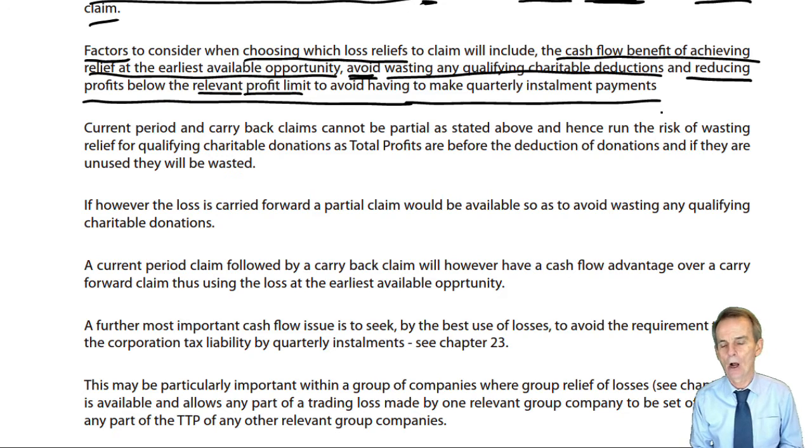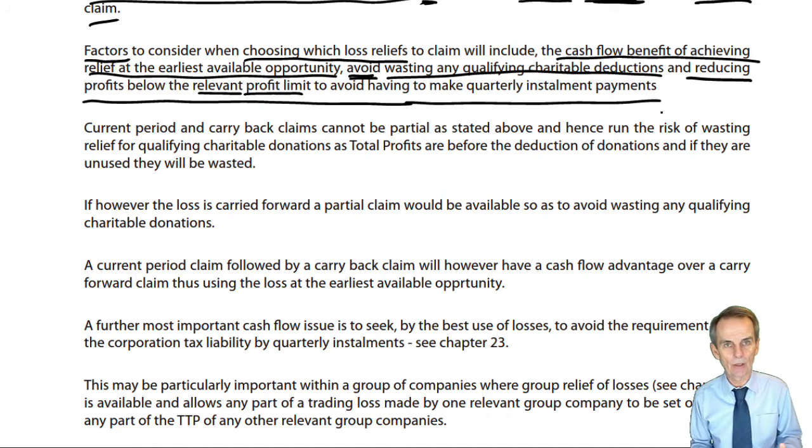But if you are a large company and you're estimating large for this period, you've got to start paying those quarterly instalment payments starting on the 14th day of the 7th month from the start of that accounting period. Assuming it's a year end, that's just over halfway through the accounting period. You start to pay the corporate tax for that period, rather than as it would be 9 months and 1 day after the end of that accounting period. So that, in cash flow terms, again, is very bad.